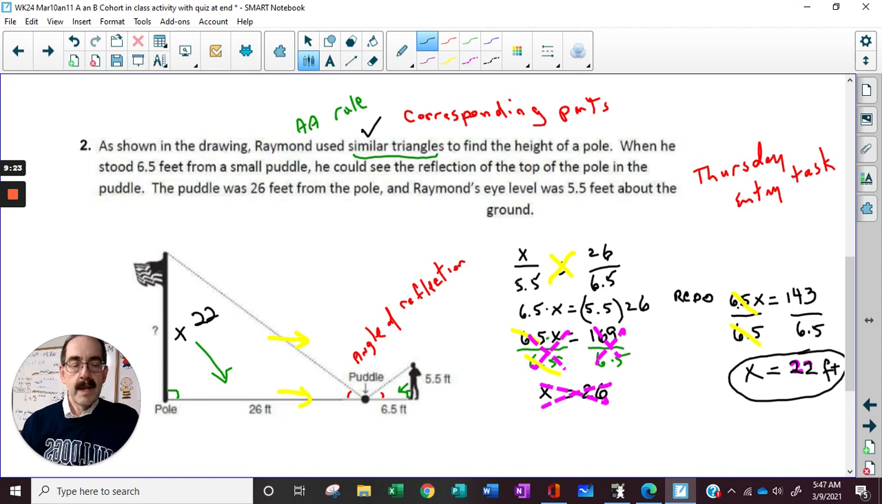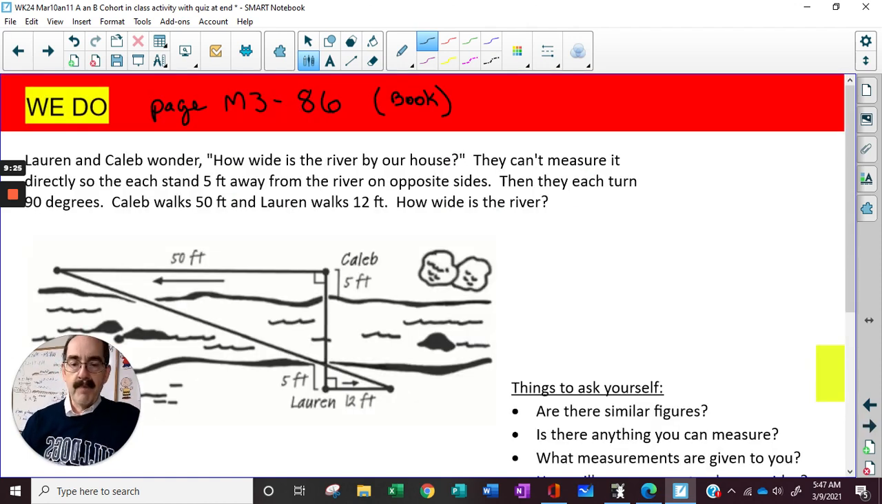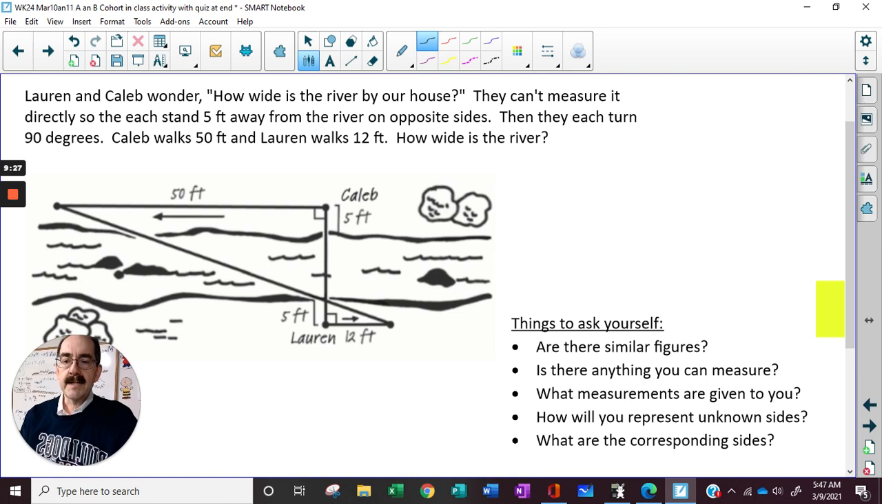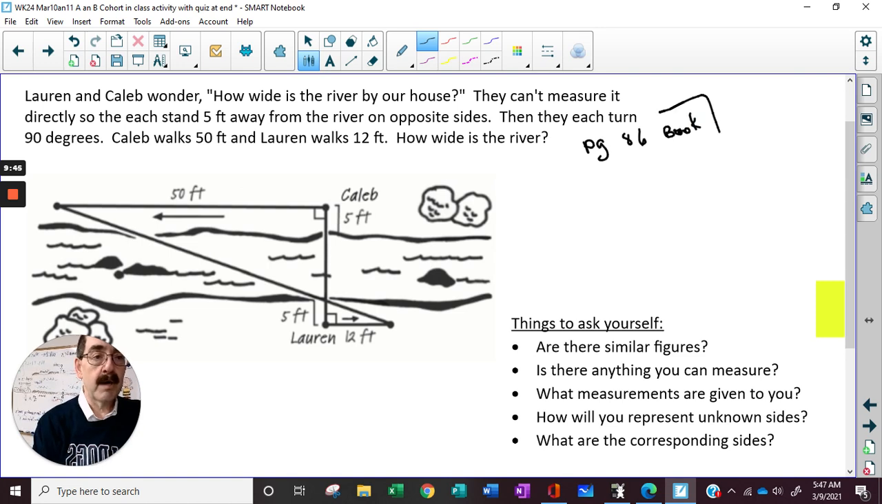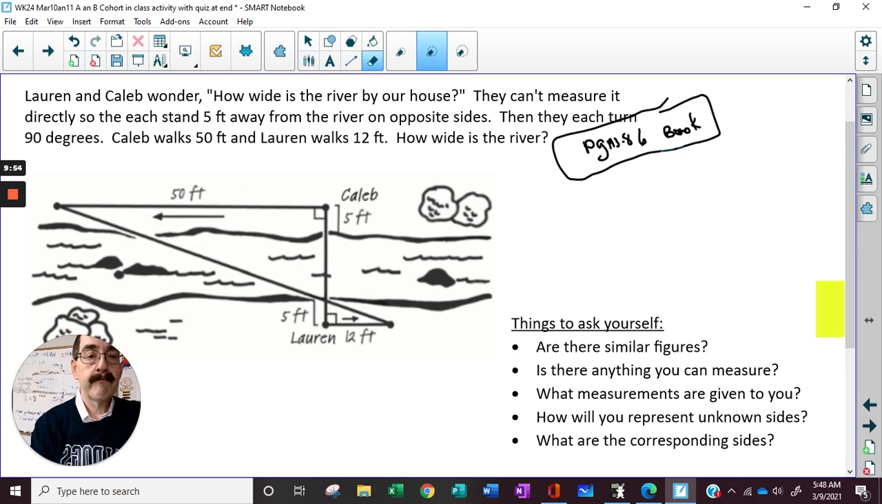Now let's move on, and pause at any time. If you were paying attention to the video from Sunday, getting ready for the week, we had the river problem. The river problem is on page 86 of your book, page M3, 86. If you haven't done this problem, pause the video and work it out.